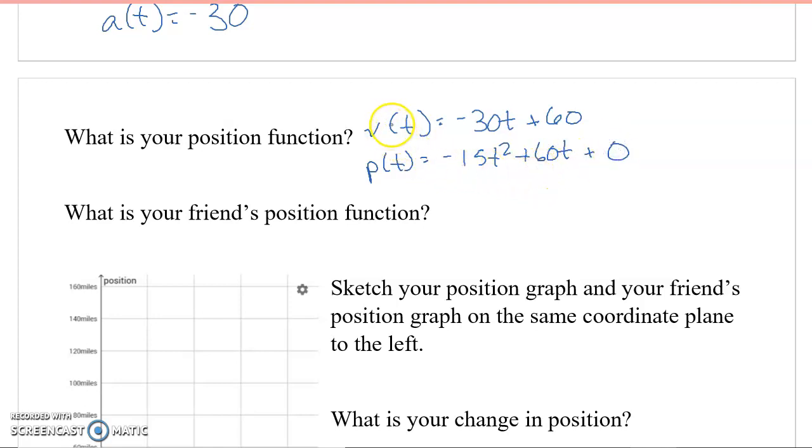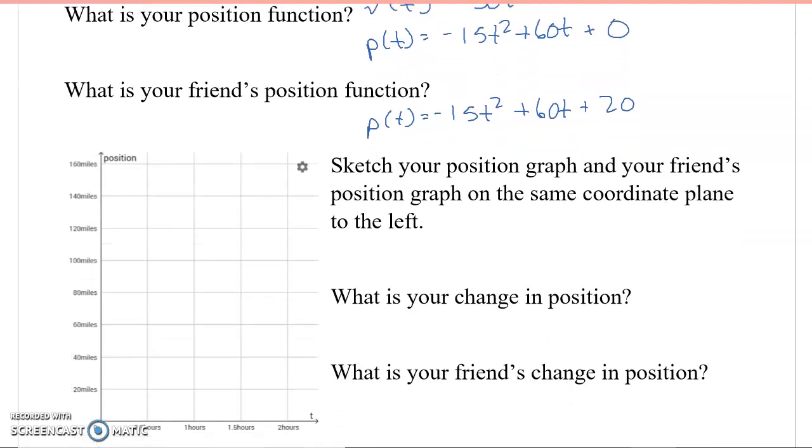Right? Take the antiderivative of the velocity function and you get your position function. And it's a plus 0 because your initial position is 0. And your friend's position function, well, that's going to be the same thing, except she has that 20-mile lead. So that constant of integration is going to be plus 20.